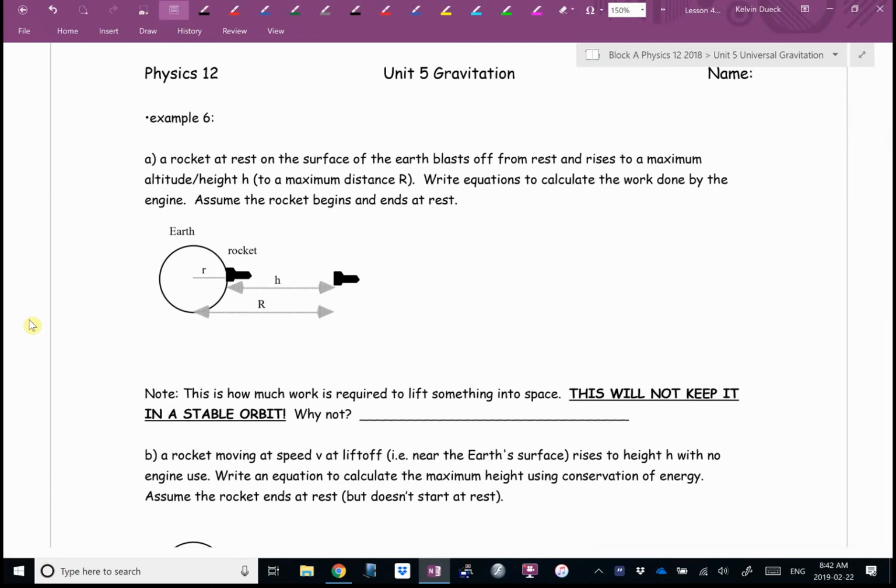This is about every single example I can think of, every way I can mix and match. A rocket at rest on the Earth's surface blasts off from rest. I would probably mentally underline the words "from rest." It rises to a maximum altitude or height. Write equations to calculate the work done by the engine. Assume the rocket begins and ends at rest.